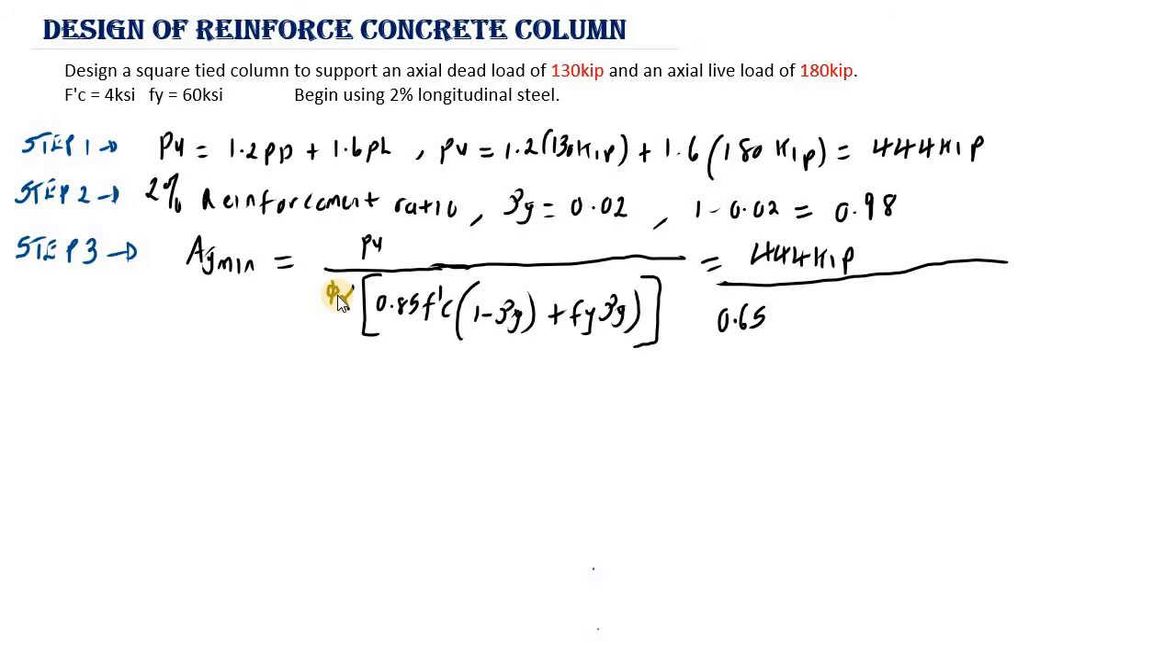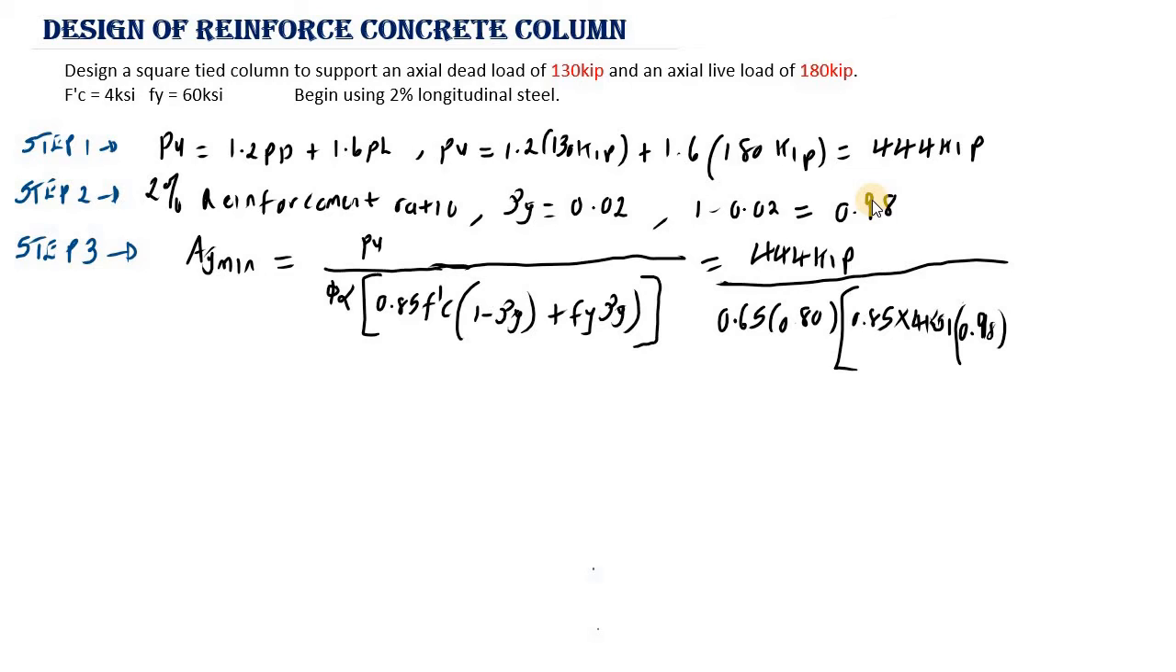So this is 0.65, then multiplied by 0.80, then open bracket, then 0.85, then multiply by FC prime. What is FC prime? FC prime, as you can see over here, is 4 KSI, which is 4 kip per square inch. Then open your bracket and multiply by 1 minus rho g. We already calculated 1 minus rho g, which, as you can see, is 0.98. So you just need to multiply this by 0.98.